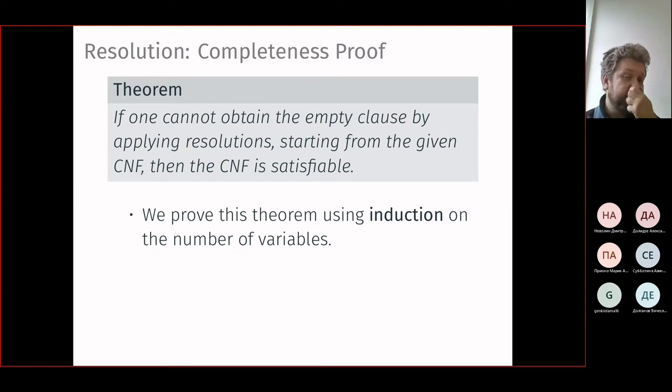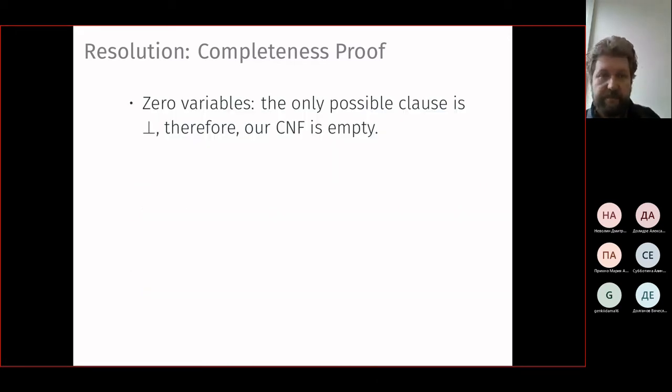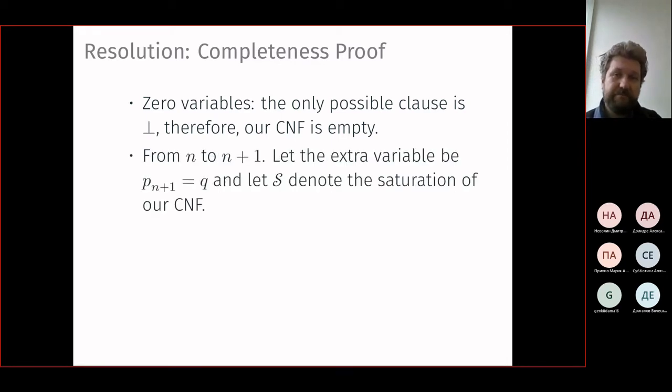We prove it by induction on the number of variables. First we establish it for 0 variables. Well, it's trivial. If you have no variables, you cannot have a contradiction, right? You have no clause, or you have the empty clause, which is immediately a contradiction. And now you validate the step. If you prove this theorem for n variables, we shift up to n plus 1. And this is mathematical induction. You show that it's valid always. With 0 variables, the only possible clause is empty.